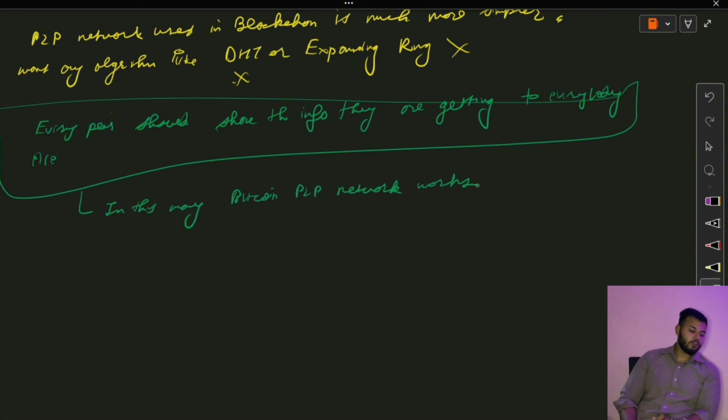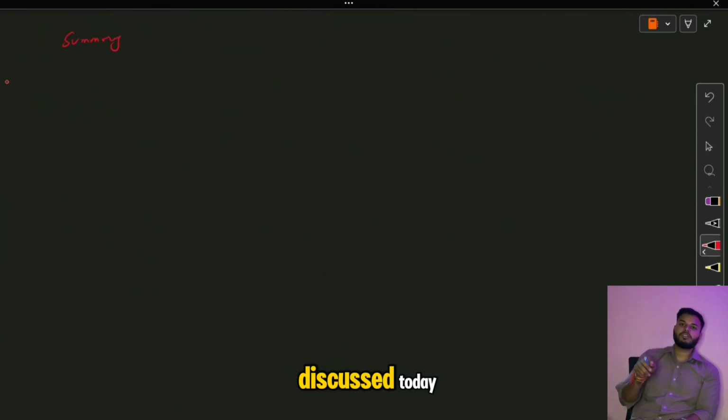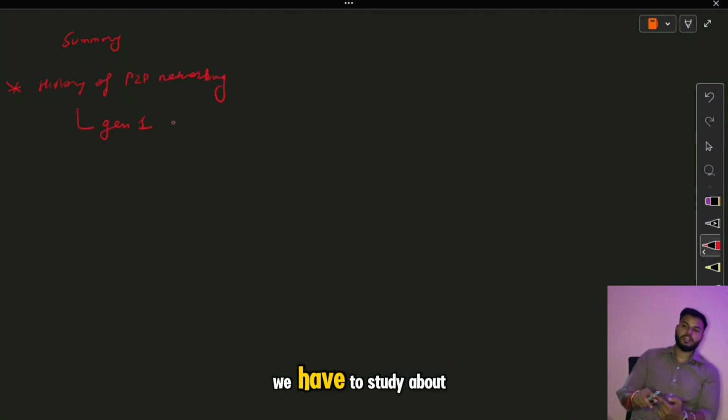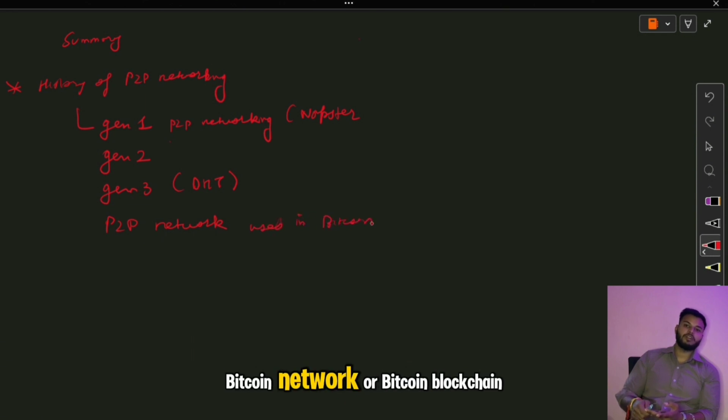Okay, so till now we have studied the first pillar of Bitcoin, which is the peer-to-peer network, and I think by this video you are completely clear about how peer-to-peer networking works in Bitcoin. Just to summarize what we have discussed today, we discussed the history of peer-to-peer networking. We studied generation 1 of peer-to-peer networking, which was Napster. Then we studied generation 2, and then generation 3, which was the DHT, distributed hash tables, and at the last we discussed the peer-to-peer network used in the Bitcoin blockchain.